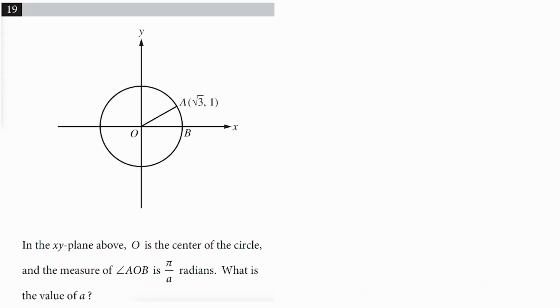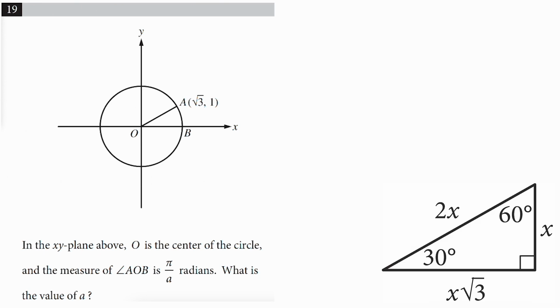In the xy plane above, O is the center of the circle, and the measure of angle AOB is pi over a radians. What is the value of a? We have that point A is at root 3 comma 1, and anytime you see root 3 on the SAT, that is a big fat clue that a 30, 60, 90 triangle is lurking. And sure enough, there it is.